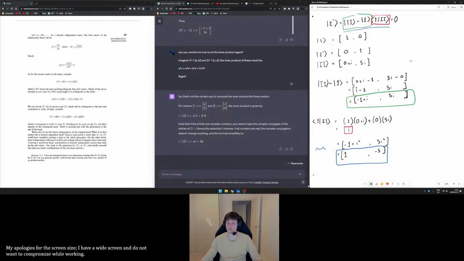So if we focus back on this, I think I've actually done it right this time. I'm just doing it with the one component, right? So 1 times i is i, plus 0 times 5i is 0. So you're left with i. And now the blue is minus 1.